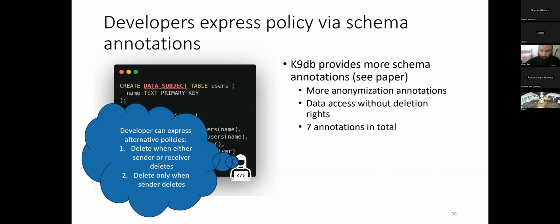And the important thing is that developers can use different combinations of these annotations to express a wide range of policies. This includes alternative policies to the example joint policy we saw before, including policies that dictate that messages should be deleted as soon as either the sender or the receiver requests deletion, or that messages should be deleted only when the sender requests deletion and the receiver is irrelevant, or vice versa.